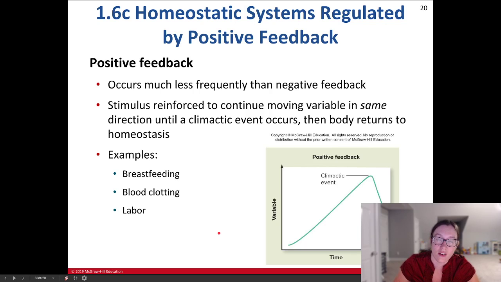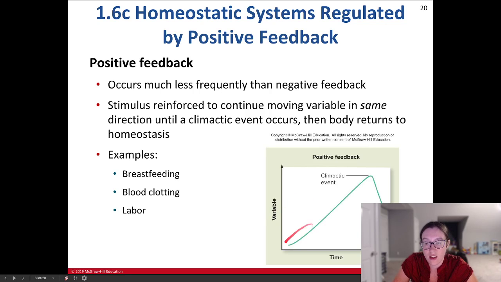So the opposite, or I guess the counterpart to our negative feedback, is positive feedback. And positive feedback occurs a lot less frequently in the body, but it is really important. In positive feedback, the body has got to get something done. This is kind of the way I think about it. There is an event that's important that needs to get done. We don't always do it.